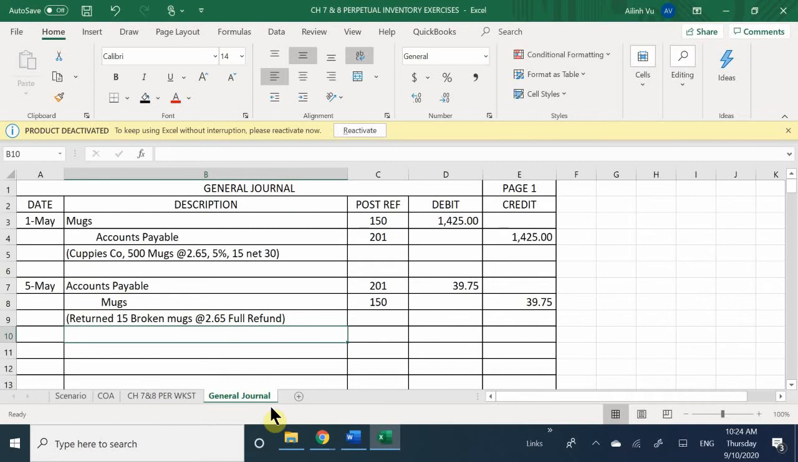So we moved from scenario, chart of accounts, journal, then to our worksheet. We solve for the calculations, and then now we go back to the journal. So this is what we're going to be looking into when we dive straight into our fictitious business, our class project.